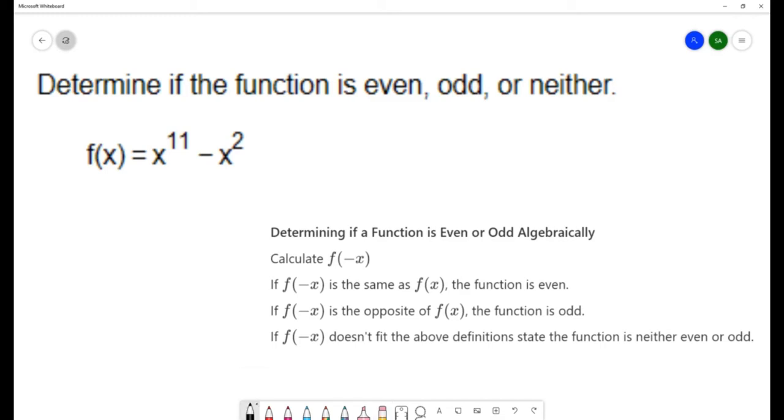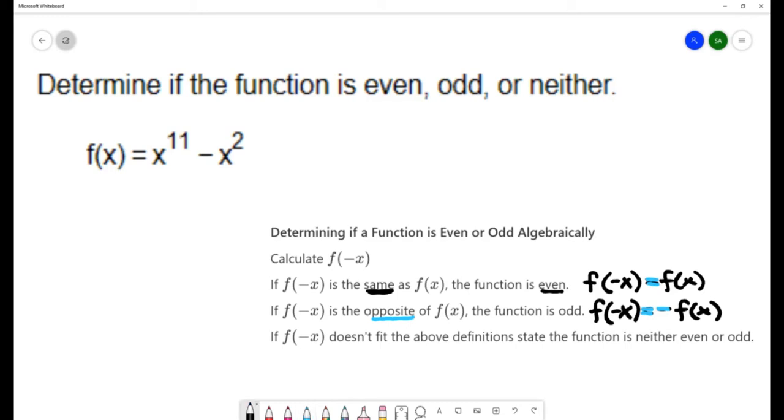Now, the reason we do this is from the definition of even and odd. We have a definition of f of negative x equals f of x for even. So that's why it's the same. And then for odd, we have this definition: f of negative x equals negative f of x. So that's why we have the opposite, because this equals the negative of f of x, the opposite of f of x.